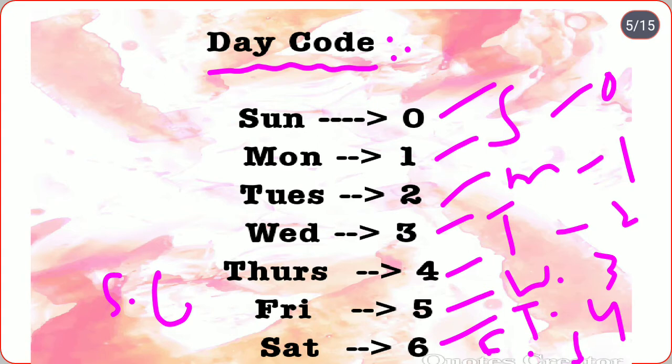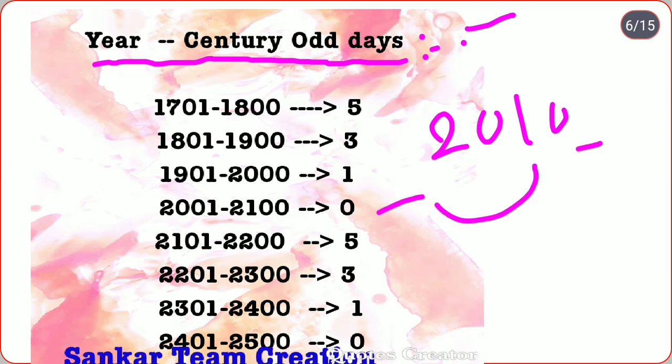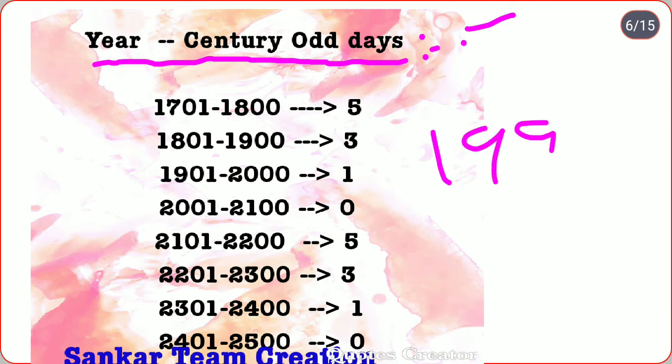Similarly, the yearly century code, I will teach it, learn it by heart. Compulsory. The century odd days are compulsory to calculate the calendar problems. Shall we go to the next question? So the yearly century odd days we have to find out. Suppose 2010 is in the question, then the yearly century code is the 2000 series. 2000 series means the yearly century code is equal to 0. Do you understand? So in the question, 1990, some date is given.